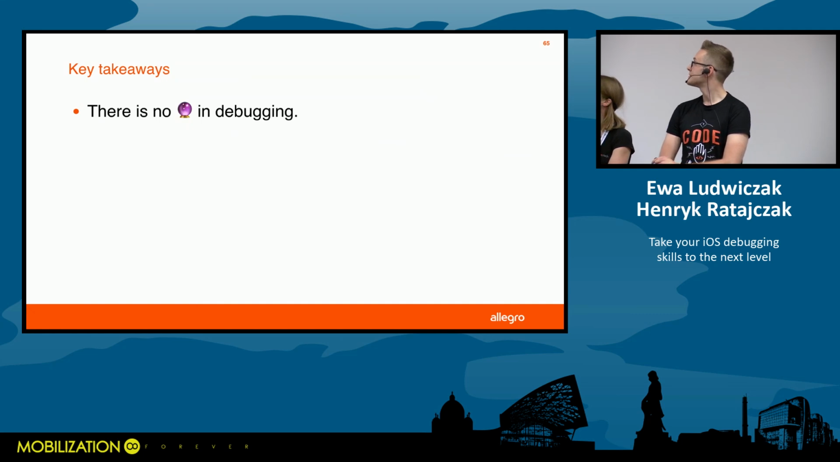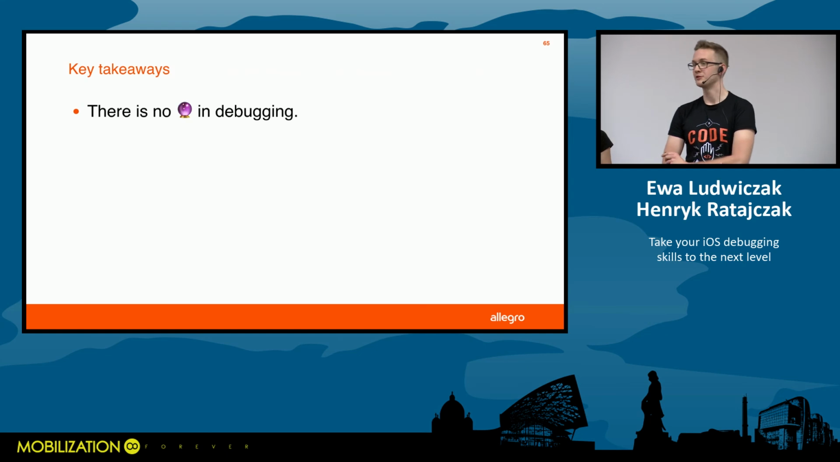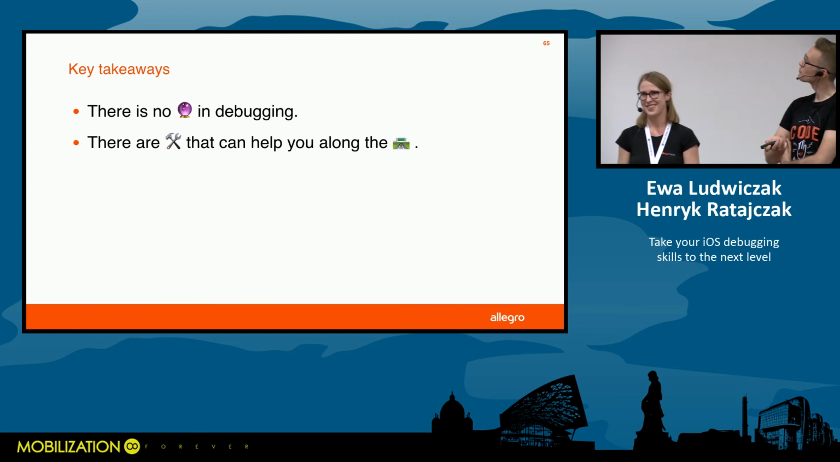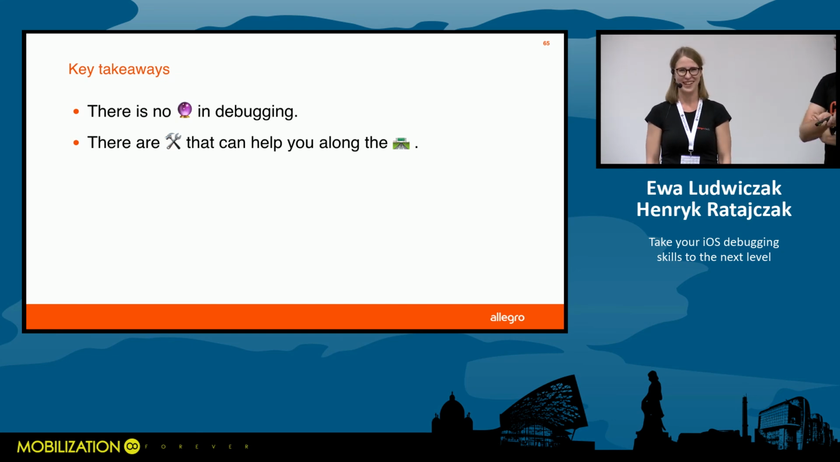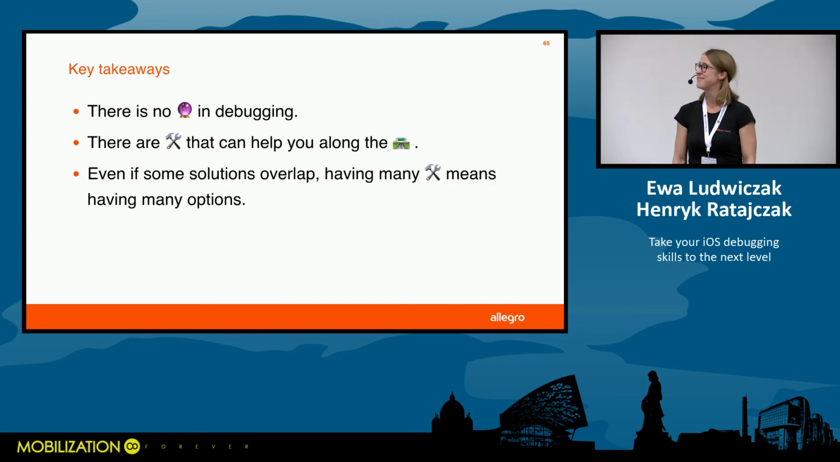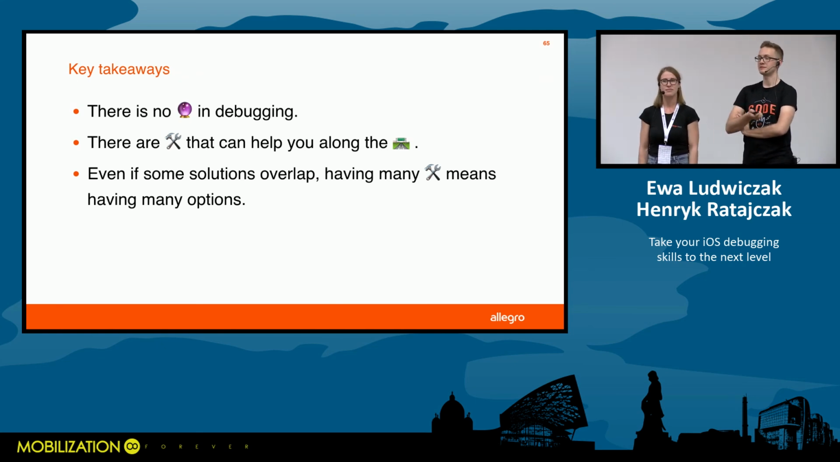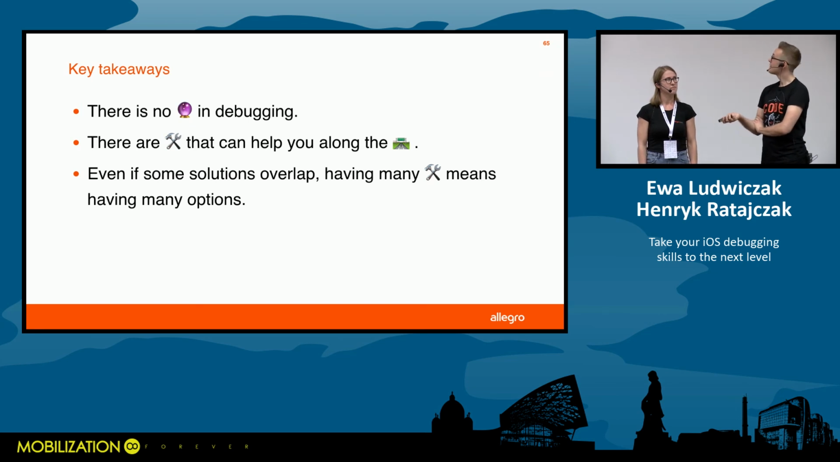So this is the time where we conclude our presentation. As you probably already figured out, there is no one magic tool that's going to help you all, because there is no magic in debugging. And as you could also see, there are many tools that can help you along, like Charles, LLDB, or Flex. Even if some solutions overlap, because you can use Charles to modify some value at runtime, or you can use LLDB to achieve the same effect, having many tools means you have many options.